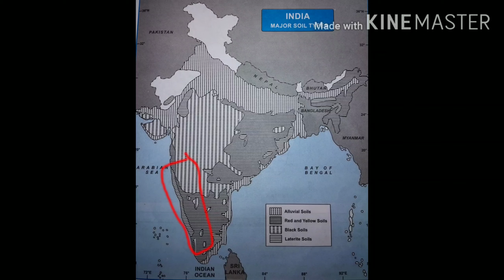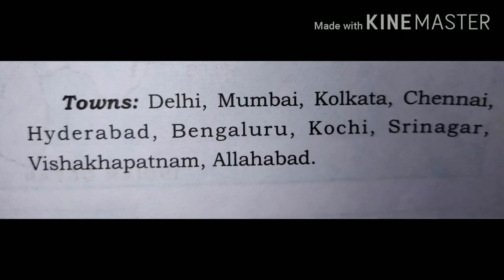Here you can see that it is found in the Konkan and Malabar coast, and also found in some regions in the Aravalli mountain ranges. This is the region where laterite soil is found in India. So these are some locations where different types of soils are found in India. Now we will see the next map or the next question, which is towns in India.